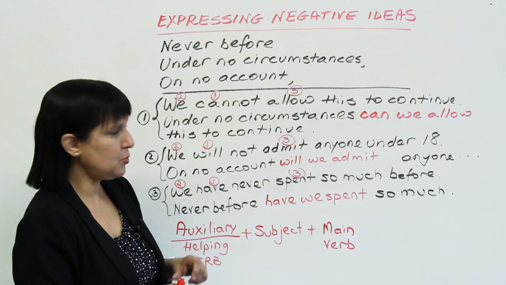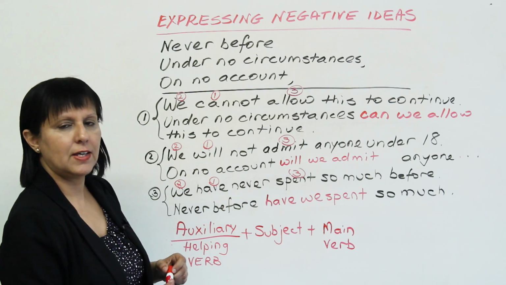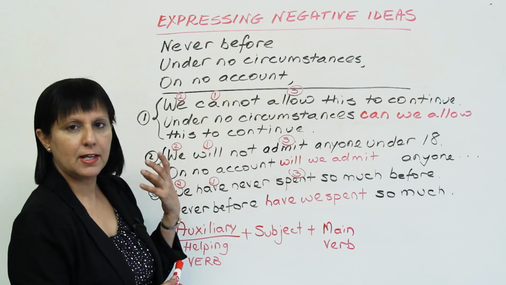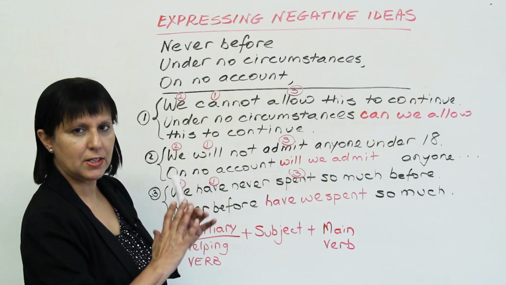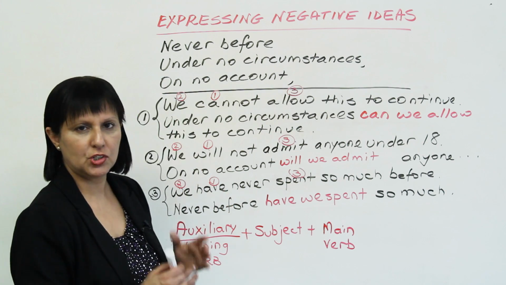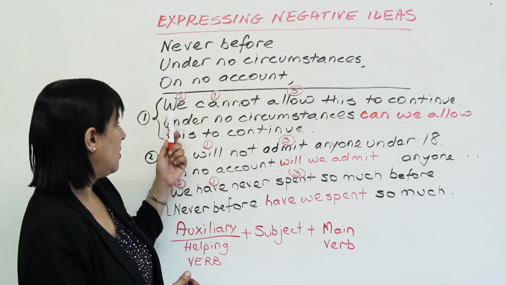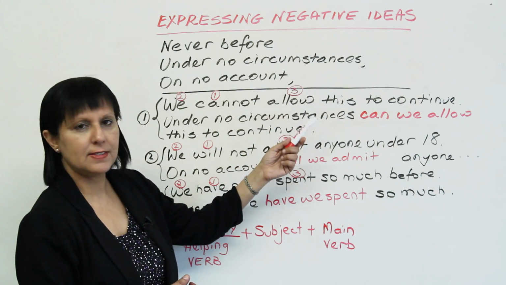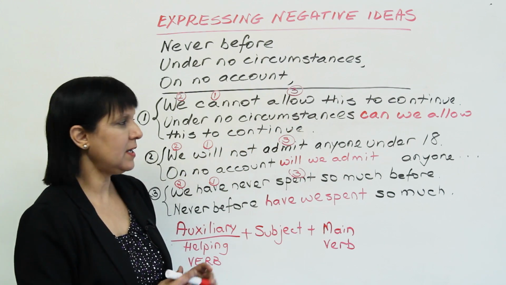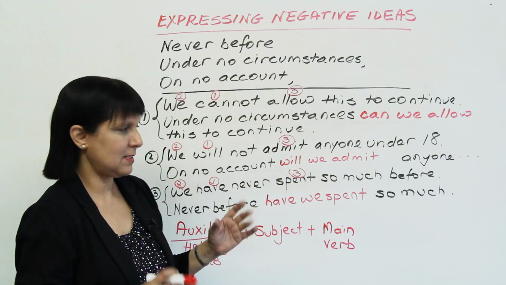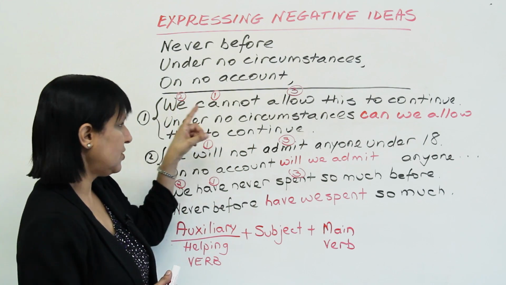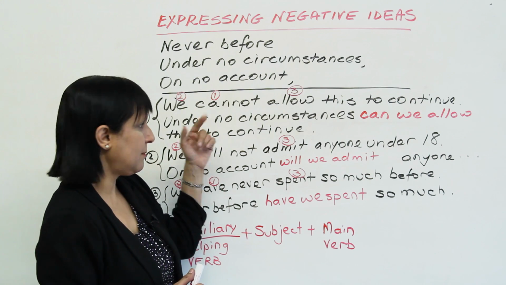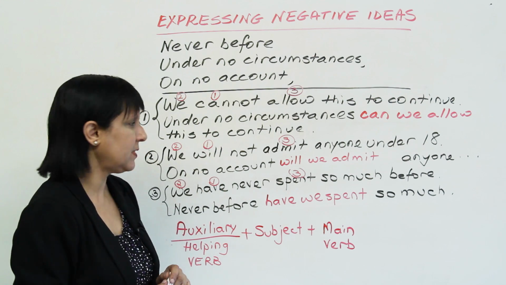So let's suppose in the first example that this is the idea that we want to express. The idea we want to express in regular English without this expression first is we cannot allow this to continue. Okay? That's your regular sentence, right? We cannot allow this to continue. Just ignore the numbers for a moment. I'm going to explain why I've put numbers on them.